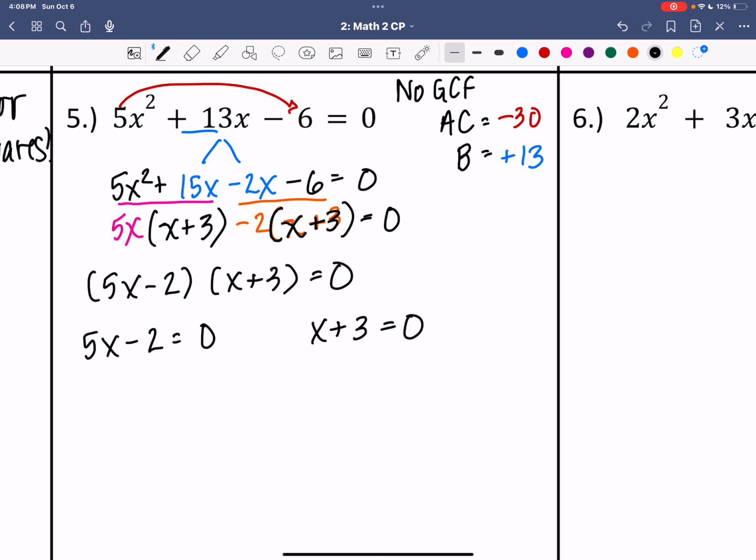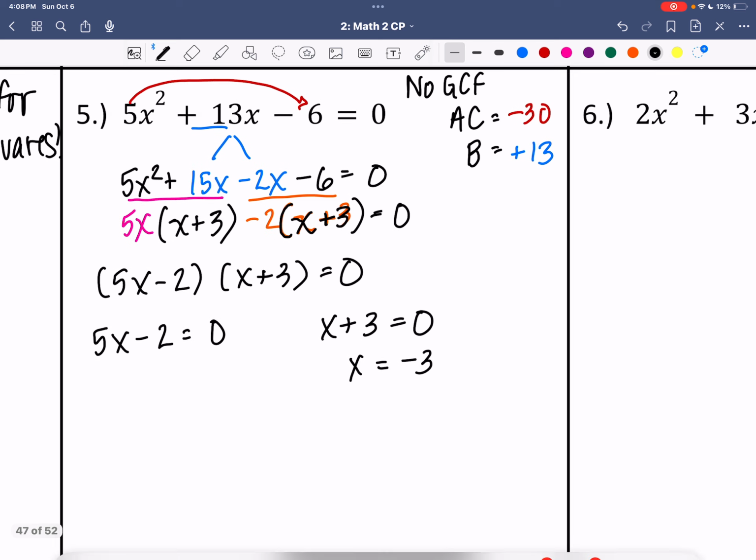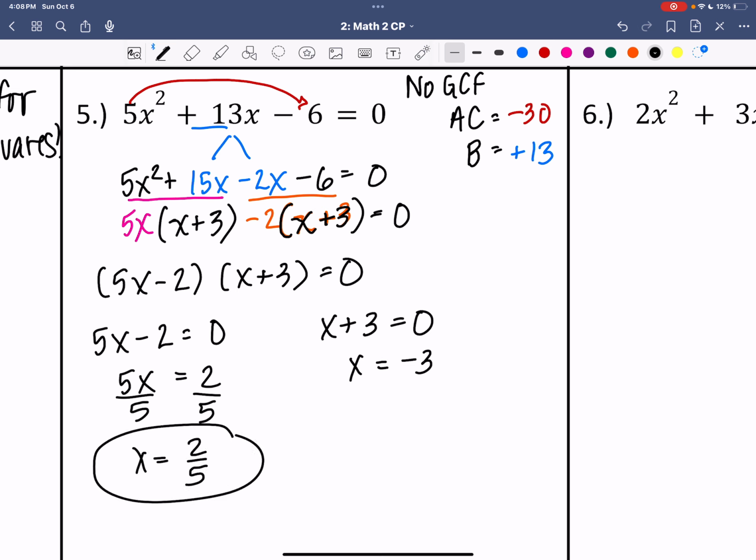So this one should be negative 3 because you just moved that over. Here you're going to get 5x equals 2. Divide both sides by 5. So x equals 2/5. So your solutions are 2/5 and -3.